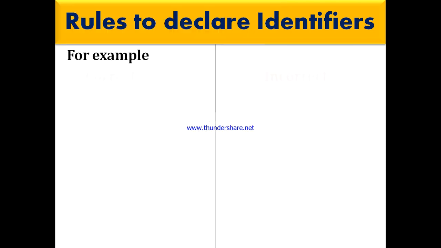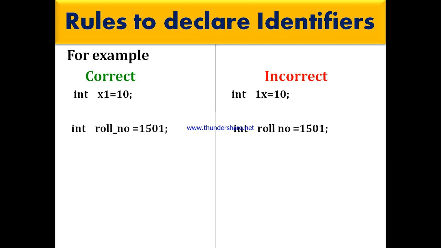More examples on the same. See, int x1 = 10. In this example, the variable starts with an alphabet and then we have written a digit, so it is correct. But in this example, the variable name 1x starts with a digit or number, so it is an incorrect declaration. In this example, we have separated the words roll number with an underscore, roll_number, so there is no space. But in this example, roll number, we have a white space or blank space, which is an incorrect declaration.